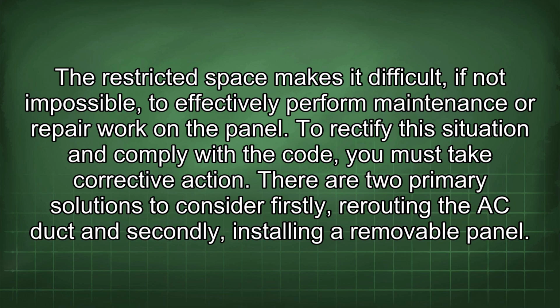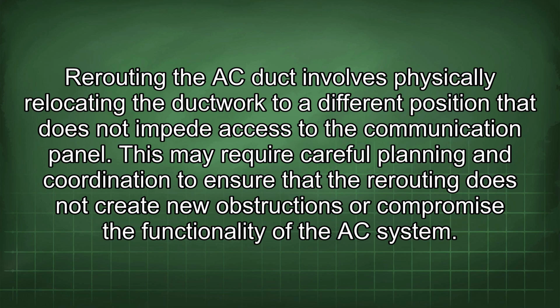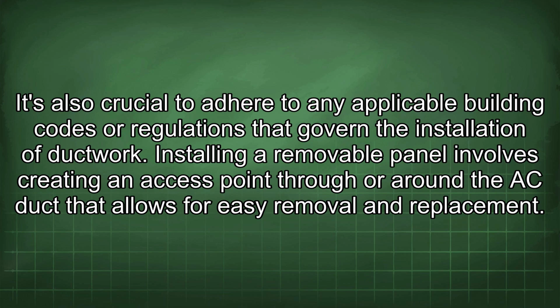There are two primary solutions to consider. Firstly, rerouting the AC duct, and secondly, installing a removable panel. Rerouting the AC duct involves physically relocating the ductwork to a different position that does not impede access to the communication panel. This may require careful planning and coordination to ensure that the rerouting does not create new obstructions or compromise the functionality of the AC system. It's also crucial to adhere to any applicable building codes or regulations that govern the installation of ductwork.